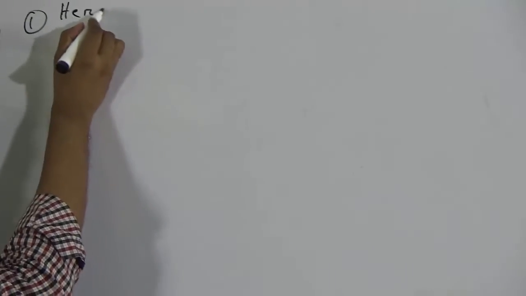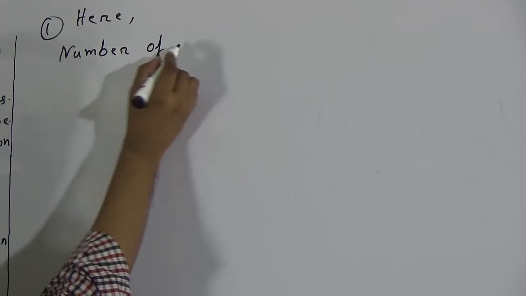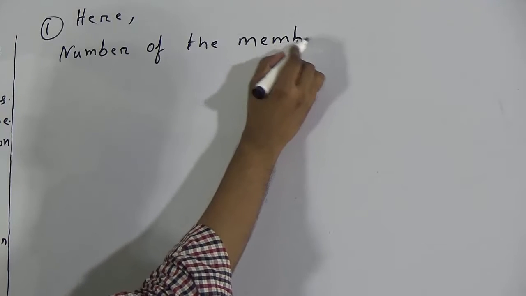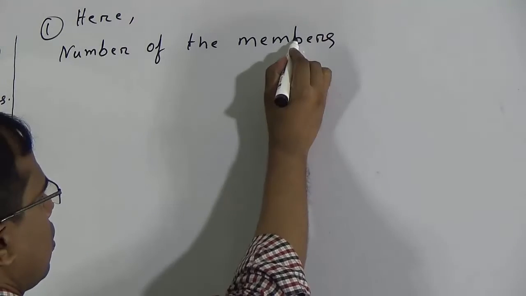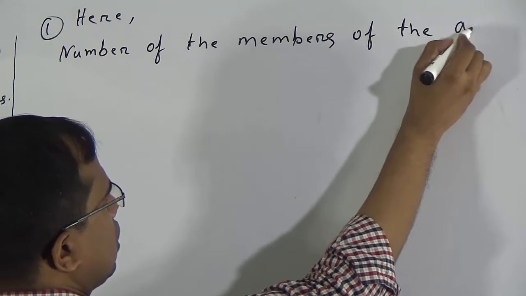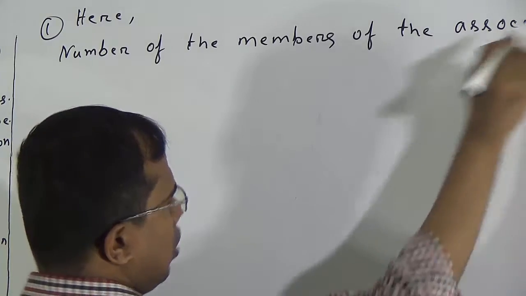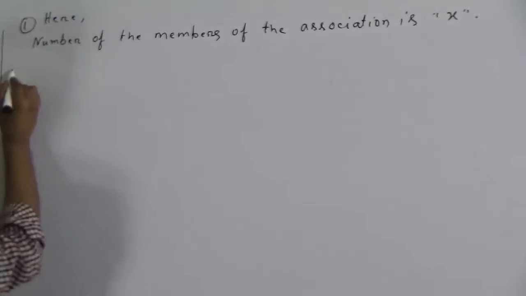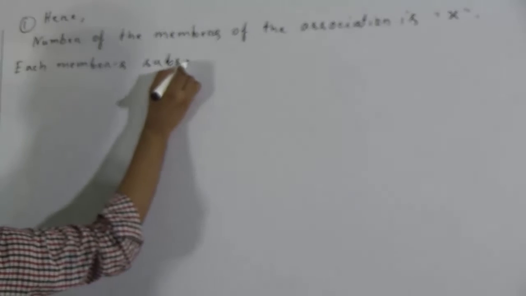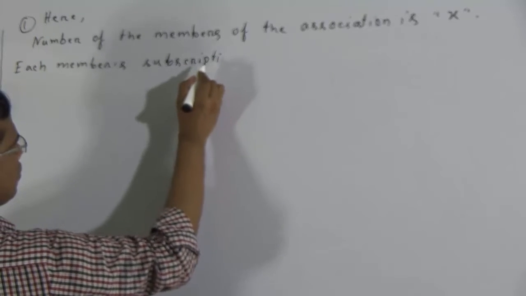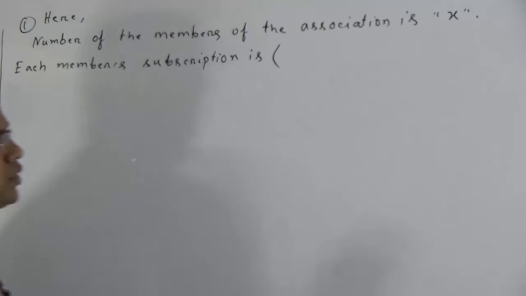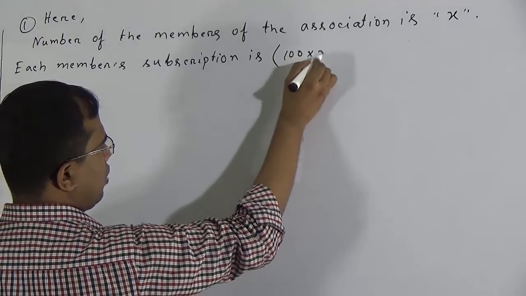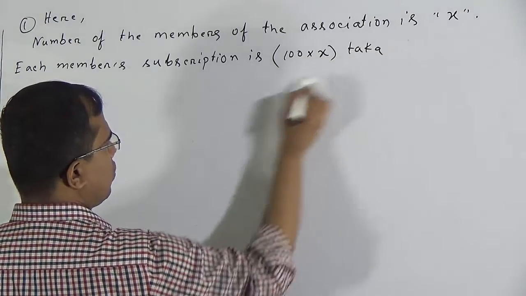Here number of the members of the association is X. Each member's subscription 100 times of number of members, that means 100 multiplication x. 100 multiplication x taka, and this is equal to 100x taka.